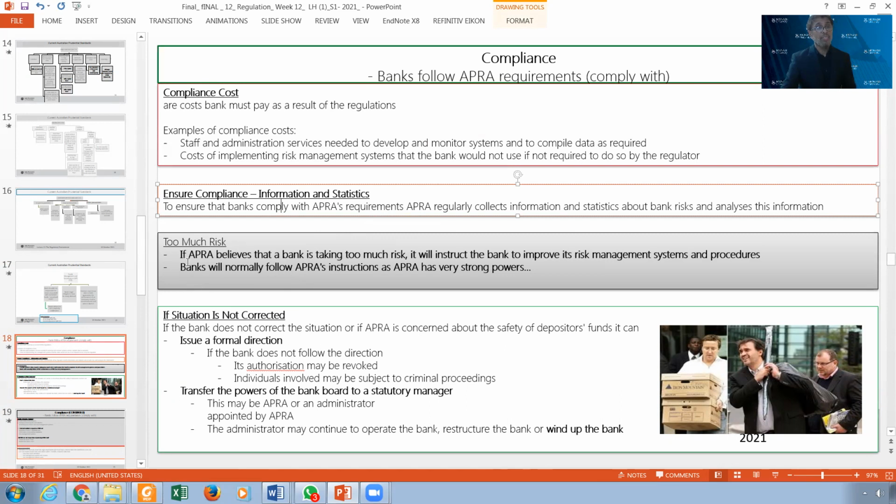You have too much risk. If EBRA believes that the bank is taking too much risk, it will instruct the bank to improve its risk management system and procedures. Banks normally follow EBRA's instructions, or any other regulator's, but if they don't, there will be a problem. If the bank does not comply, there will be issues, and those issues can lead to EBRA taking over the bank and winding it up.